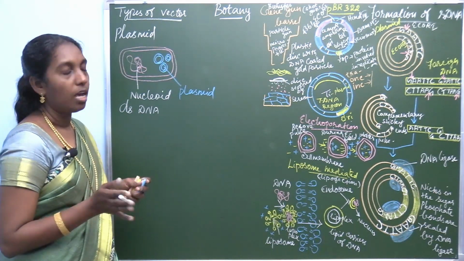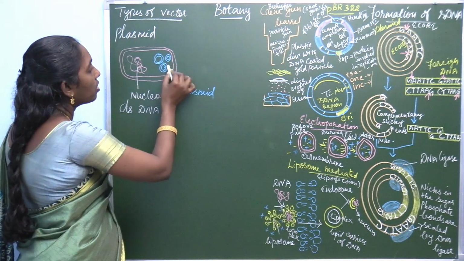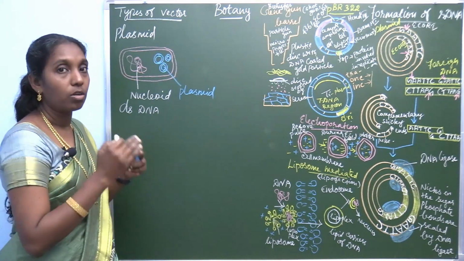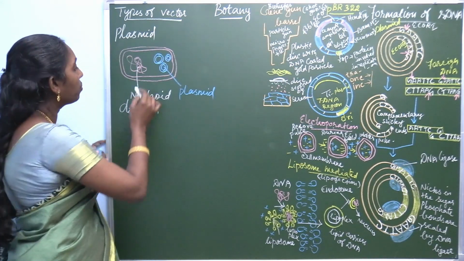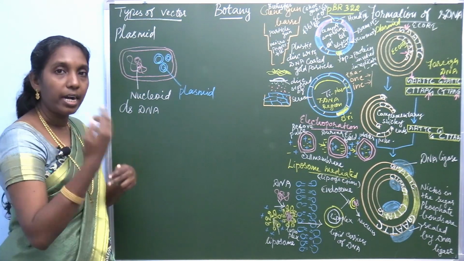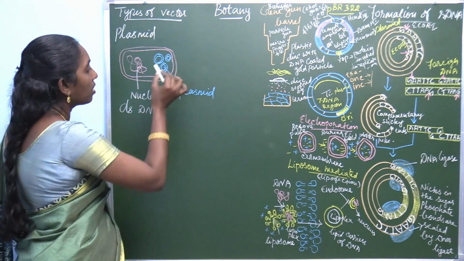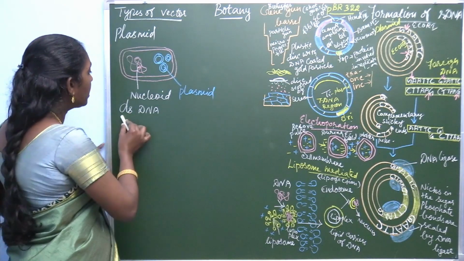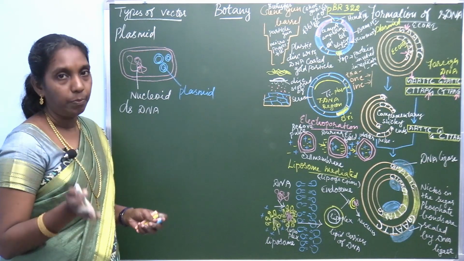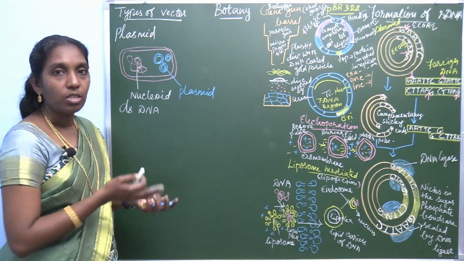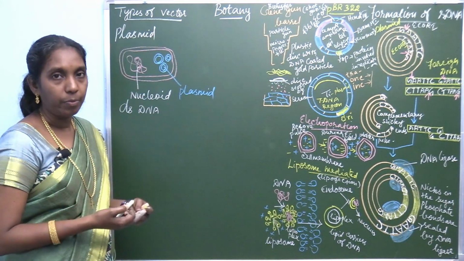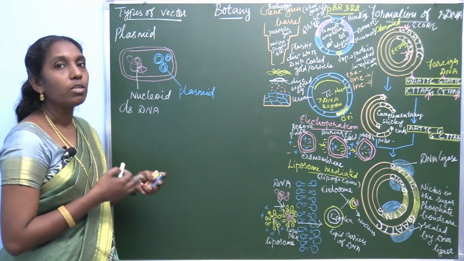What are plasmids? Plasmids are extra-chromosomal DNA in addition to the normal nuclear chromosome. This is the normal bacterial chromosome. In addition to that, there is another extra-chromosomal double-stranded DNA, which is capable of self-replicating. The main feature of this plasmid is self-replication. Because of this self-replication, it is used as a cloning vehicle.